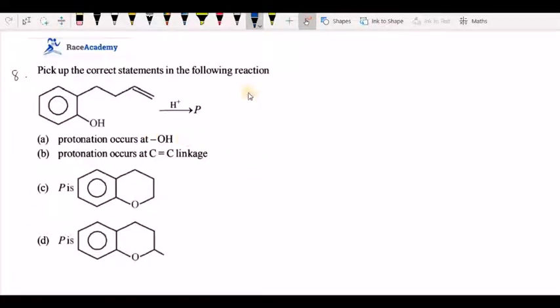Pick up the correct statements in the following reaction. Let us see. When we take this type of ring, we have a double bond present here, and once the double bond is shifted here, we will get a carbocation. That is a secondary carbocation. So the carbon-carbon double bond linkage is protonated and we got a secondary carbocation. So this is linked with this benzene ring.